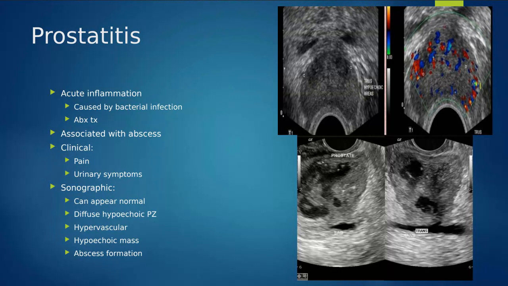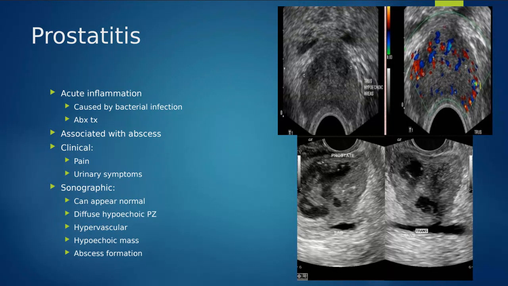Prostatitis is going to clinically present with urinary symptoms for the patient, and pain as well. On ultrasound, it can appear normal if it's a very early onset of the inflammation, but we're most likely going to see a diffusely hypoechoic peripheral zone. It's mainly going to affect the peripheral zone because, as we know, that occupies the majority of our prostate tissue. We are going to see that tissue become hypervascular when we put color evaluation on it. We could see the formation of a hypoechoic mass, which indicates the inflamed region of tissue. And then again, depending on the severity and how long this has been going on, we could see an abscess starting to form.